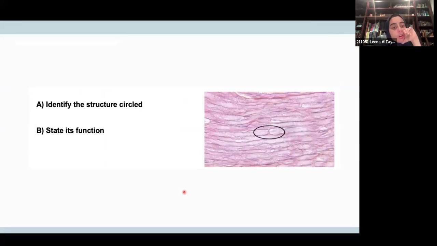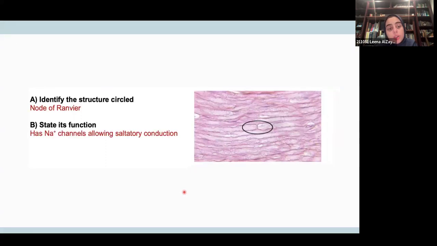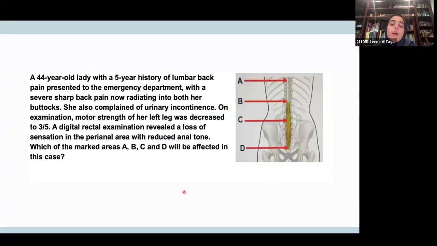What is this, guys? Histologically identify the structure. Okay, these are the nodes of Ranvier, and they increase conduction speed through saltatory conduction. The sodium channels allow saltatory conduction.